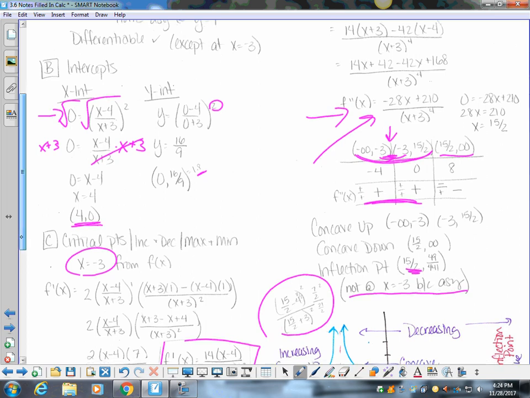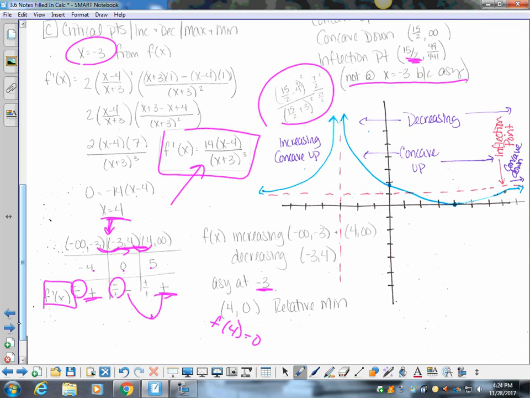And then I graph. It's a little bumpy, but you know, what's going on here? Okay, so I've got a Y-intercept here, an X-intercept here. All that is from part B, I think it is. I've got my asymptote at -3, and I've got my inflection point. Remember, inflection point is where concavity changes.